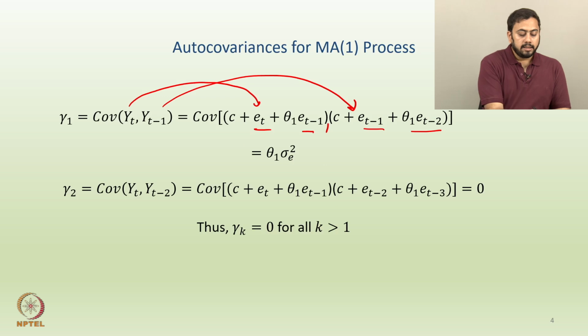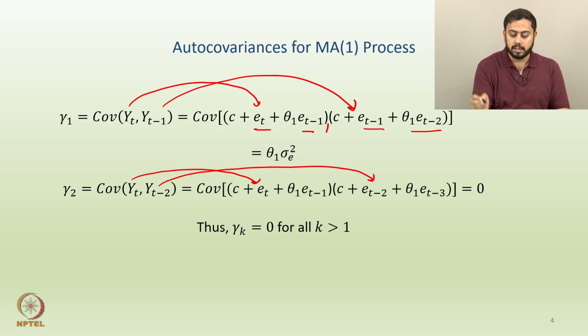Now, similarly, can you extend this to one more lag? Let us say gamma 2. Gamma 2 is nothing but the covariance between Y_t and Y_{t-2}, so the lag should be 2. Again I can do the same thing: replace Y_t here and Y_{t-2} here, and then talk about the covariance of Y_t comma Y_{t-2}.